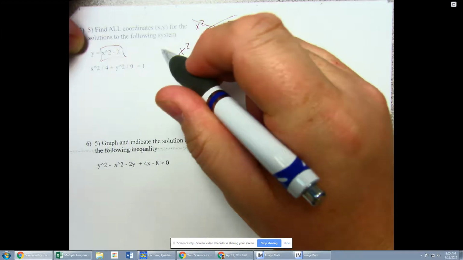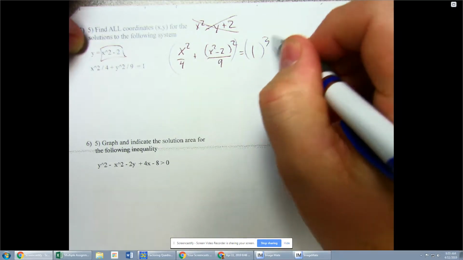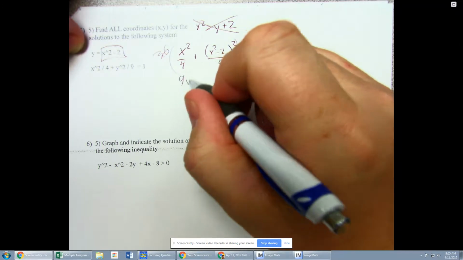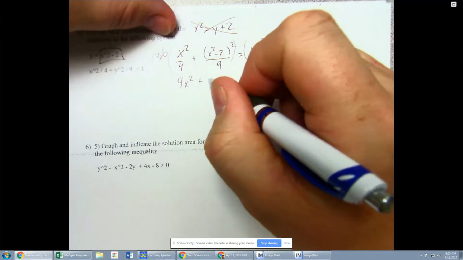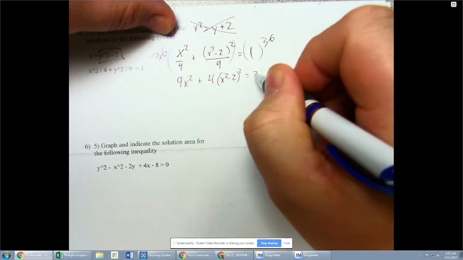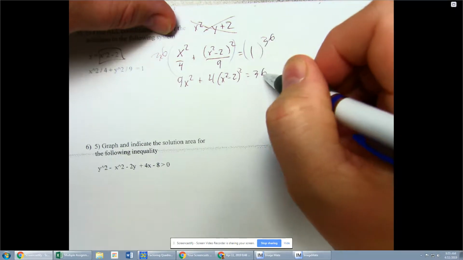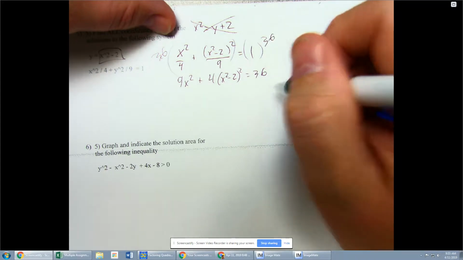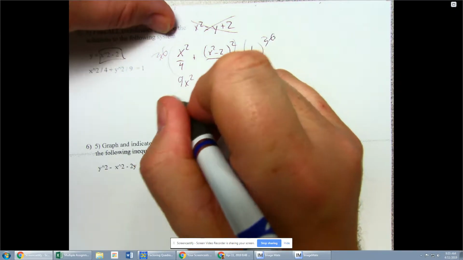Now let's multiply everything by 36. In either case, I get 9x squared plus, and this is going to be 4 times (x squared minus 2) squared, equals 36. Now, I forgot last time to put the 36 over just because I made a math error. So do be careful about that.